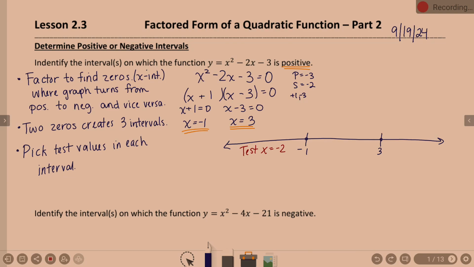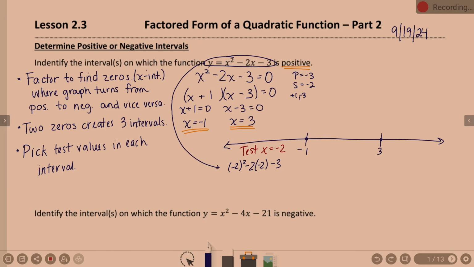Now when I say test x equals -2, where can I plug -2 in? In the original problem, yes. So if I plug in -2, it's x squared, so -2 squared, minus 2x, so minus 2 times -2, minus 3. That's what we're using right there.